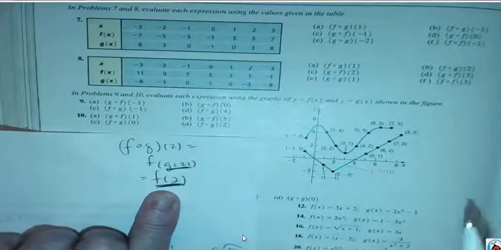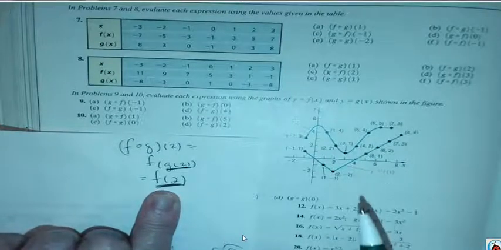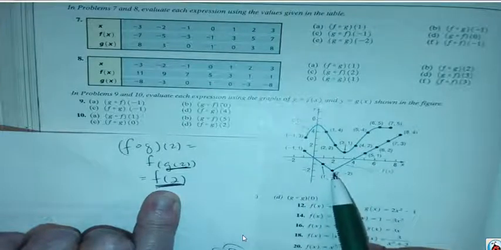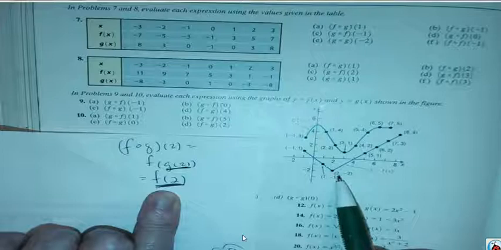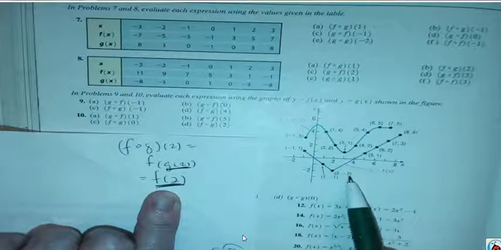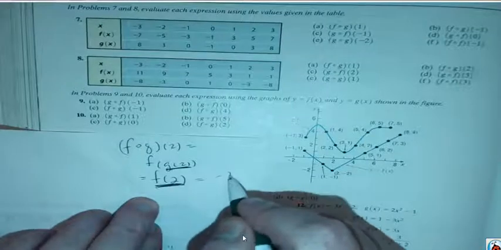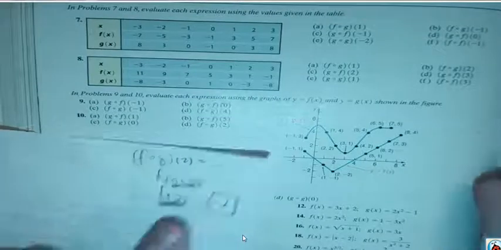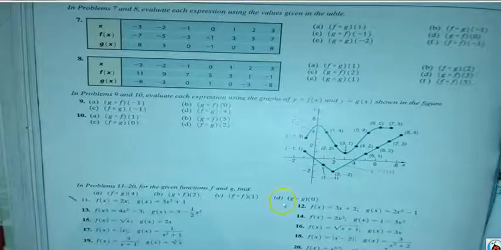And so now I need to find out what f evaluated at 2 is. I find the graph of f, and I find the point whose x-coordinate is 2. There's the point whose x-coordinate is 2. f maps the x-coordinate into the y-coordinate. So f of 2 is equal to -2. And my answer to that one is -2. So that ends this video.